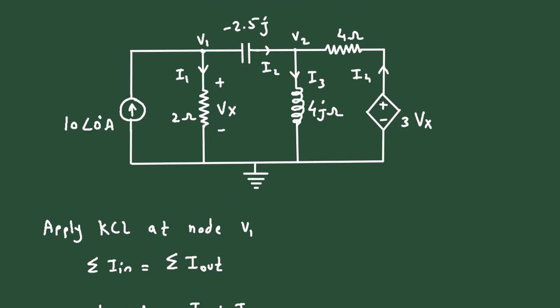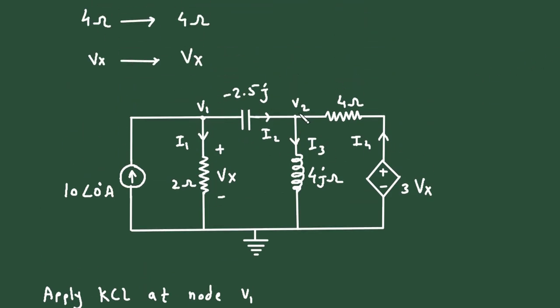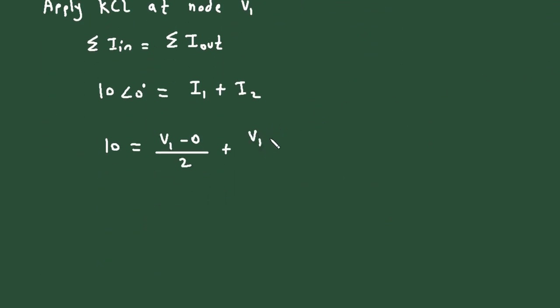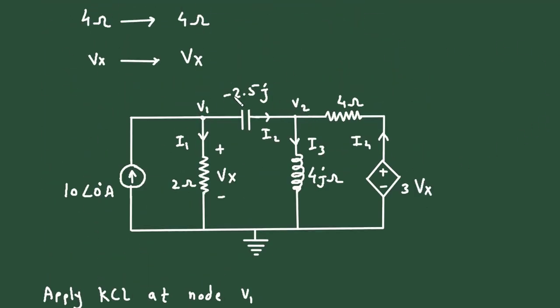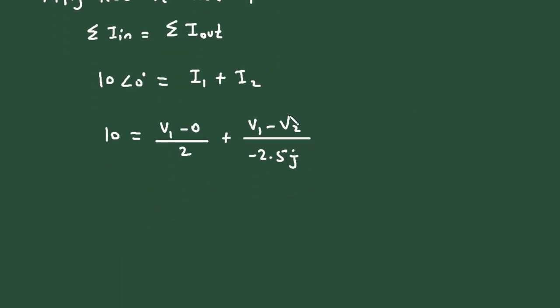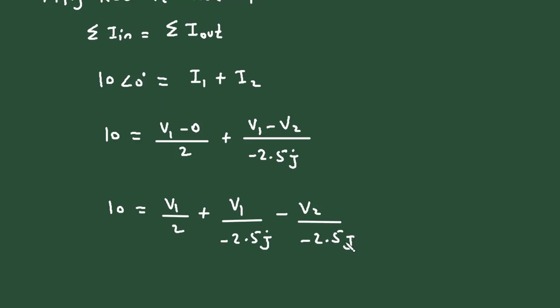Then plus I2 value is (V1 minus V2) divided by minus 2.5J. Now let's simplify this. So 10 is equal to V1 divided by 2 plus V1 divided by minus 2.5J minus V2 divided by minus 2.5J.